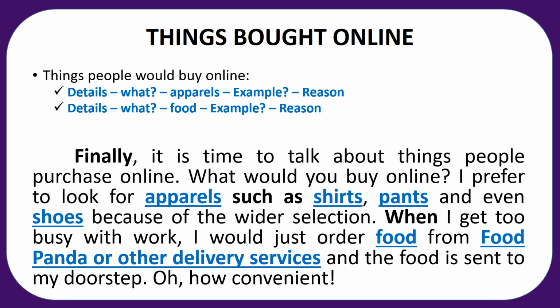Oh, how convenient! So you see, I'm using the earlier points about advantages, which are convenient as well as wider selection, to give examples of things that people buy. So this is one way of writing the content point. Again, the colored and underlined words are the contents, and the bolded words are linkers.